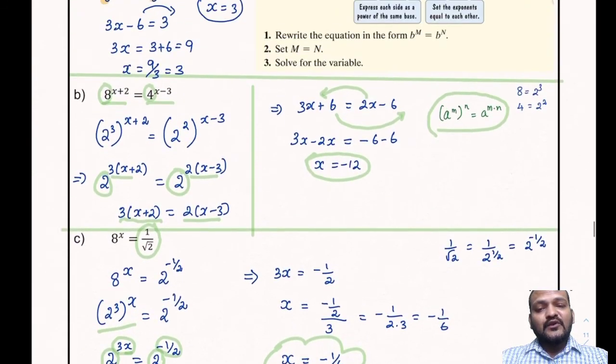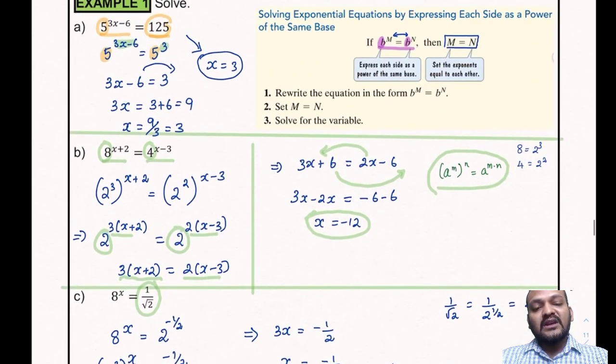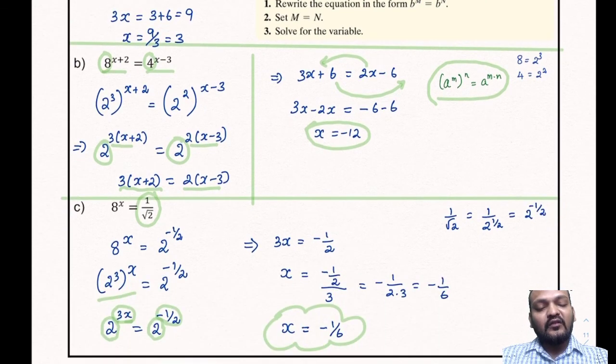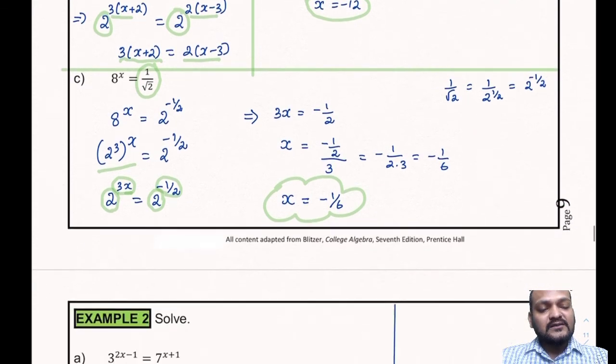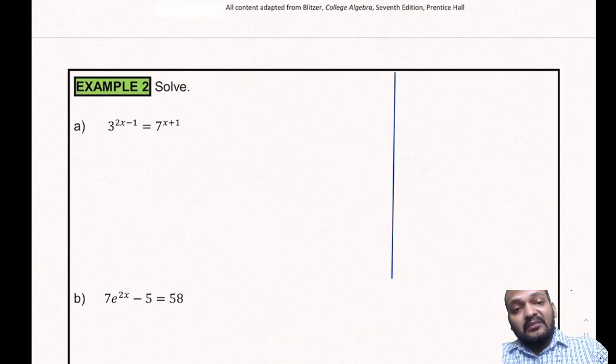Alright, so far in example 1a, b, and c, we worked with exponential equations that we were able to simplify to have the same base, because there was a common factor between the 8 and 4, between the 5 and 125, and between the 8 and 1/√2, or basically 8 and 2. So we were able to simplify into the same base, and then we were able to solve them. Now let's take a look at how we solve exponential equations that do not have a common base, something like this.